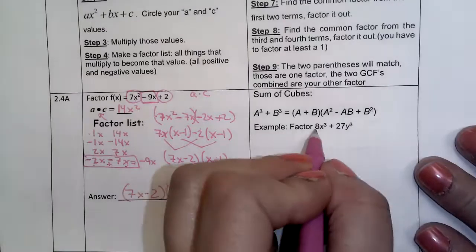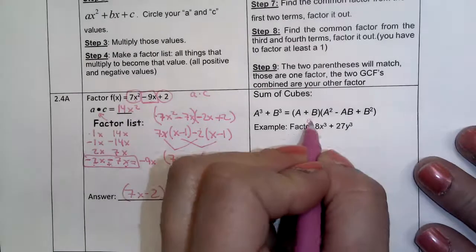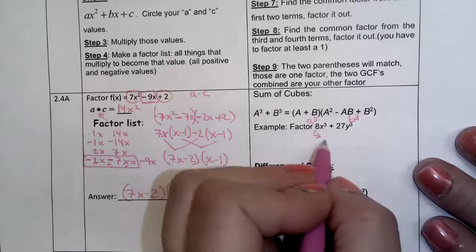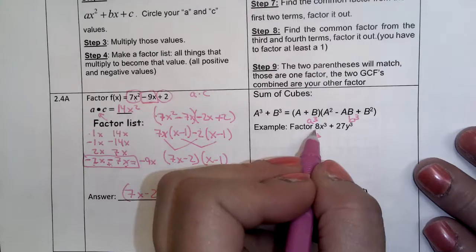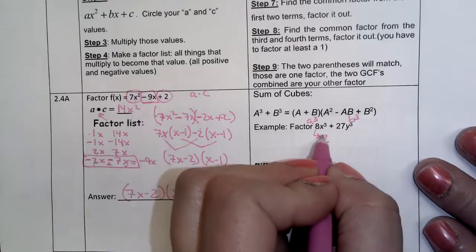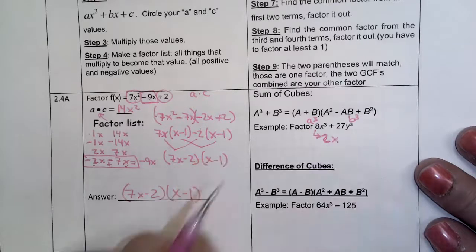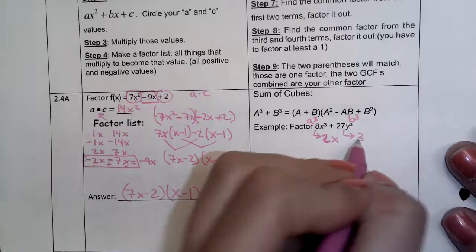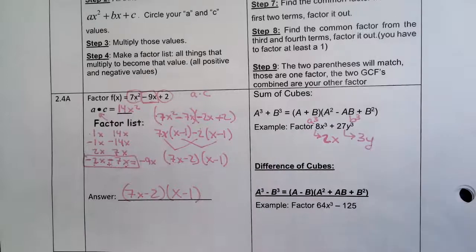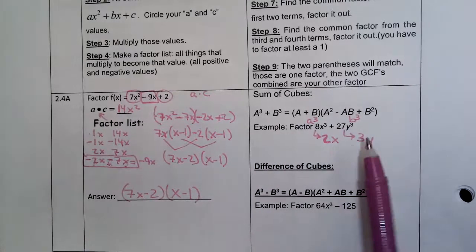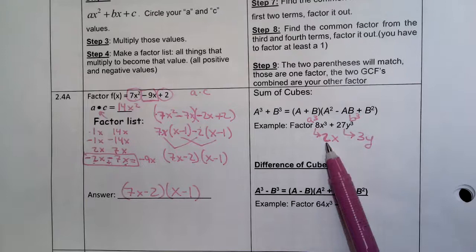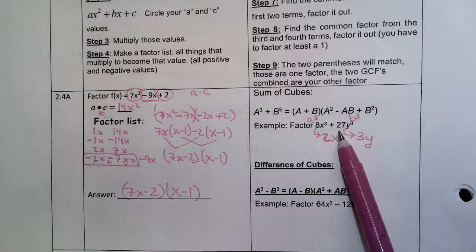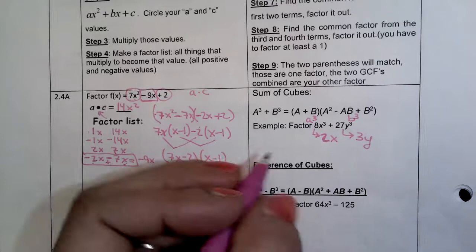So the first one says factor this. This is my a cubed and this is my b cubed. I need to find my a and my b. So the cube root of 8, in other words, a number times itself three times that equals 8, is 2. The cube root of x cubed is x. The cube root of 27 is 3, y. If you're unsure what these are going to be, just start. 1 times 1 times 1 is 1. Nope, that's not 8. 2 times 2 times 2, 2 times 2 is 4 times 2, oh, that's 8. 3 times 3 is 9 times 3 is 27. So just start off that way.